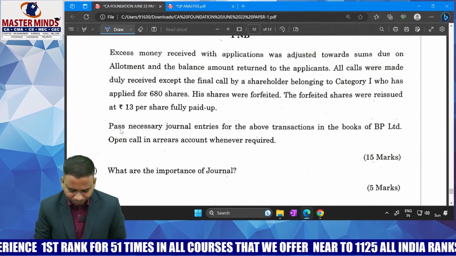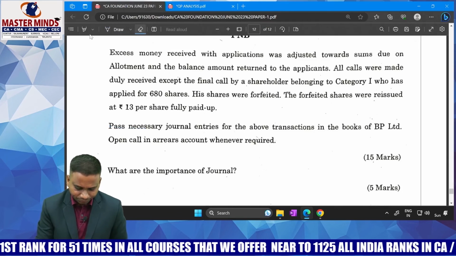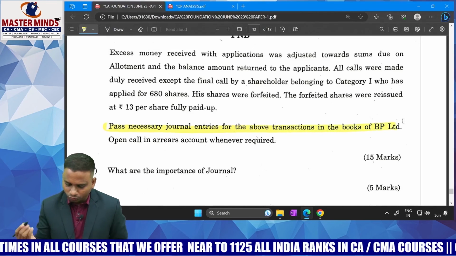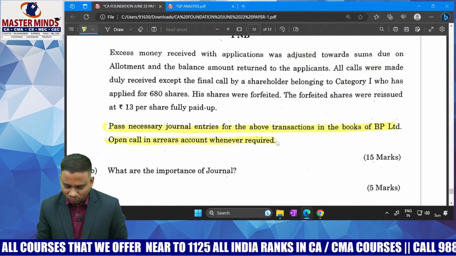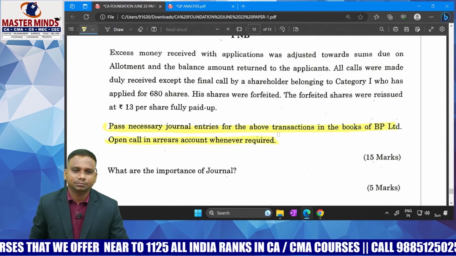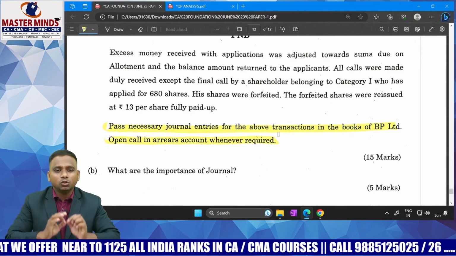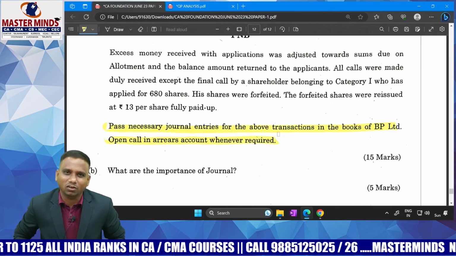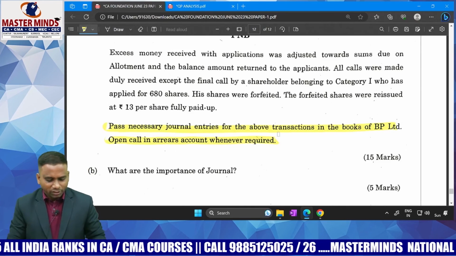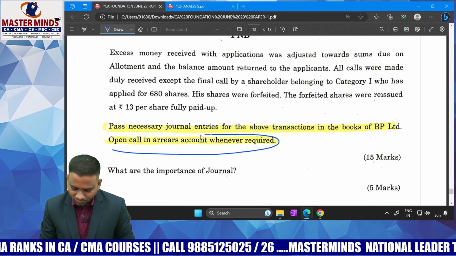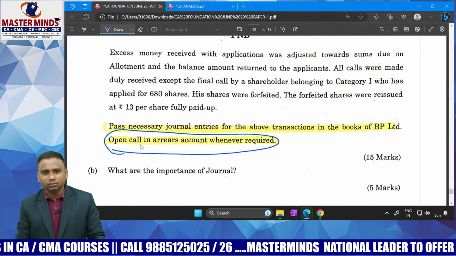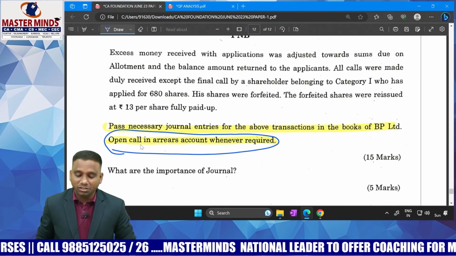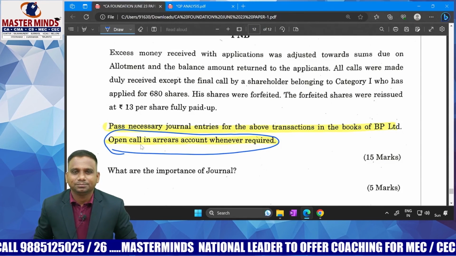So, what is the requirement? Pass necessary journal entries for the above transactions in the books of BP Limited. Open calls in arrears account whenever required. In this problem, you also check whether any amount due from shareholders is not received. The meaning of this point is that if the amount due from a shareholder is not received, then transfer that amount to calls in arrears. That means we may have the concept of calls in arrears.